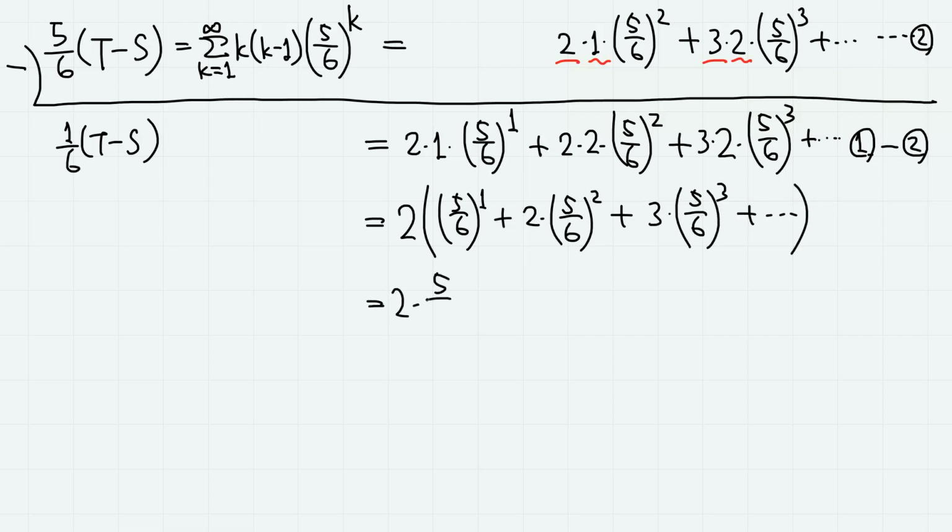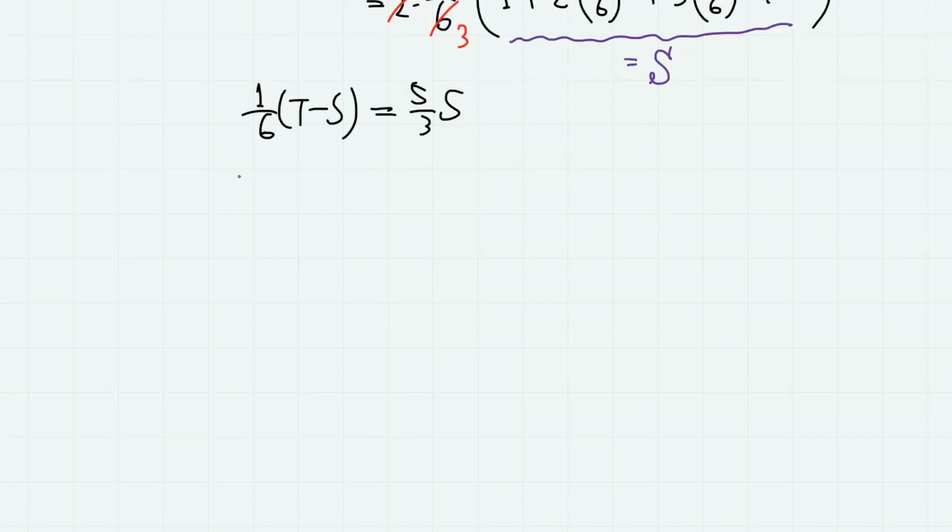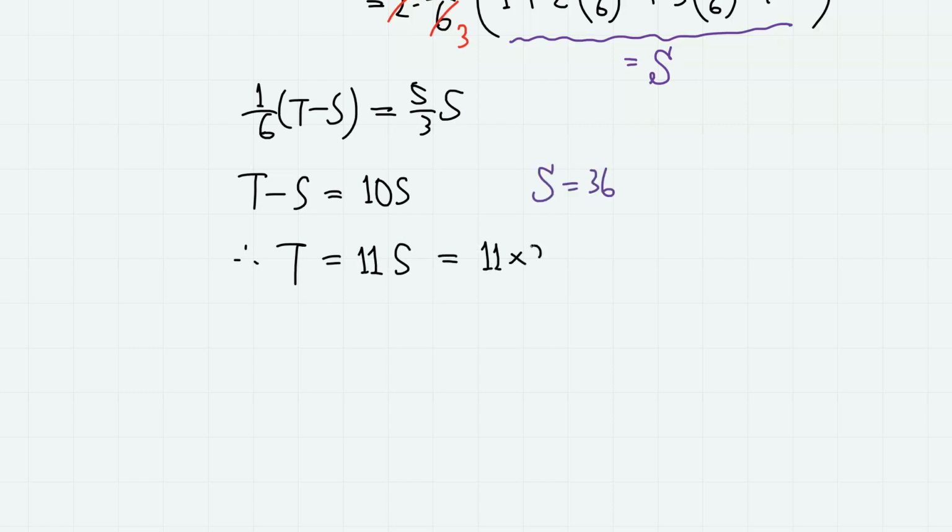So if we take out 5/6 to the outside, we have 1 plus 2 times 5/6 plus 3 times (5/6)^2, which was our definition of s. So we have 1/6 t minus s equals 5/3 s. And if we solve for t, we have t minus s equals 10s. Therefore, t equals 11s. And since s is 36, we have 11 times 36, which is 396.